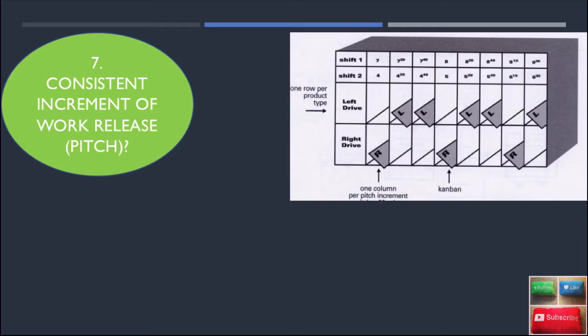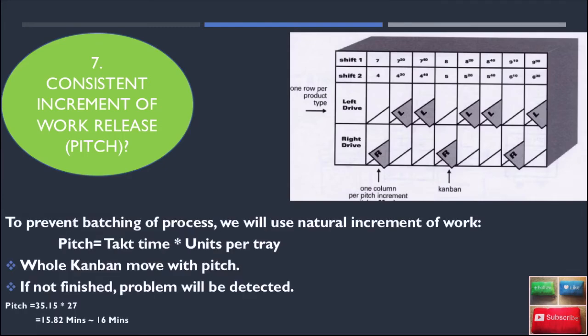So every production will be moved in batches at a 20 minute interval. Here pitch is the time allocated for moving the kanban, meaning how frequently you will move the kanban. There is a procedure for determining pitch. Pitch is the takt time multiplied by units per tray. For example, if you have 27 products in a tray and your takt time is 35.15 seconds, then you have around 16 minutes. So every 16 minutes you move one kanban or you change the batch of the product.